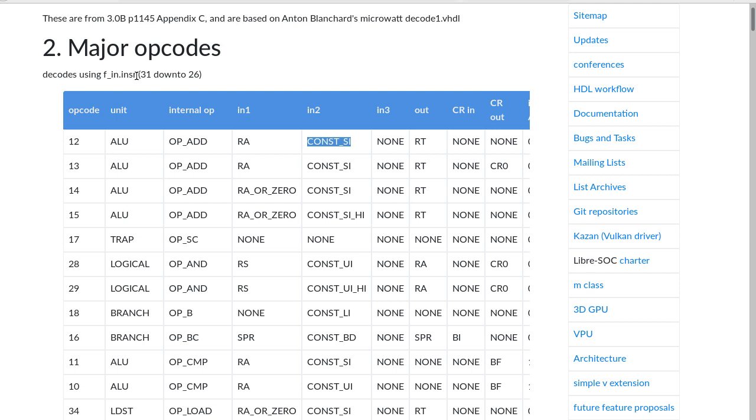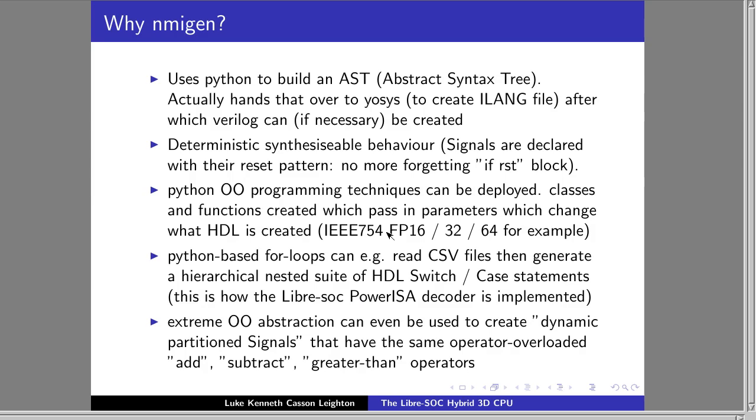So, going back to the thing. These hierarchical nested suites of HDL switch statements, we can do with very little code, and it's written in Python. The whole point is to leverage the power of Python rather than be stuck in what is effectively the software engineering equivalent of programming Fortran or BASIC. This extreme object-oriented abstraction can even be used to create dynamic partition signals that have the same operator overloaded add, subtract, and greater than operators that you normally see in Python code.